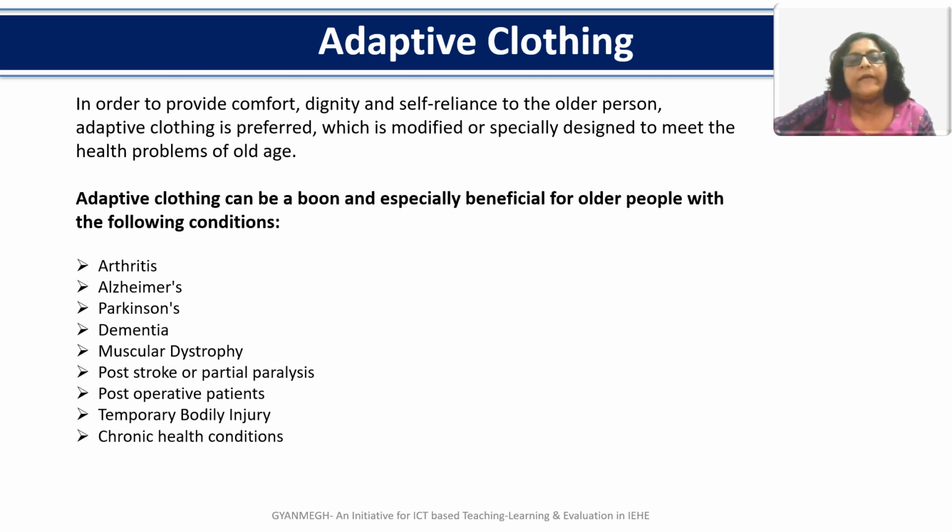In order to provide comfort, dignity and self-reliance to the older person, adaptive clothing is preferred, which is modified or specially designed to meet the health problems of old age. Adaptive clothing can be a boon and highly beneficial for older people with some conditions like arthritis, Alzheimer's, Parkinson's, dementia, muscular dystrophy, post-stroke or partial paralysis, post-operative patients, temporary body injuries or chronic health conditions.